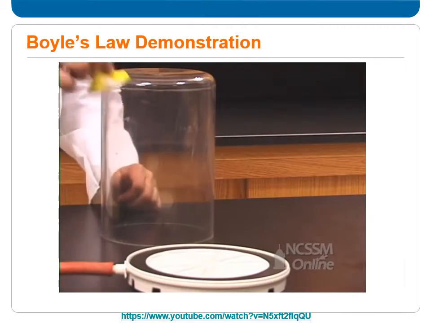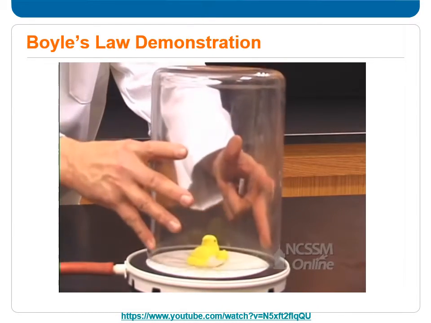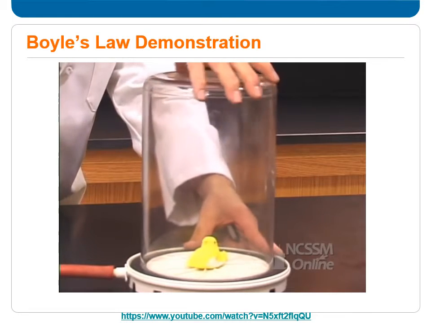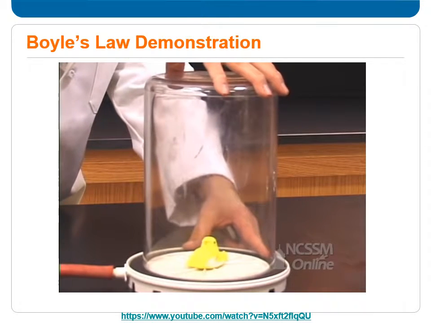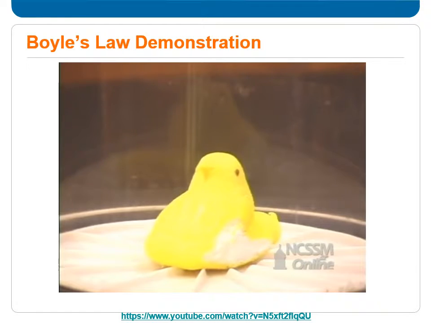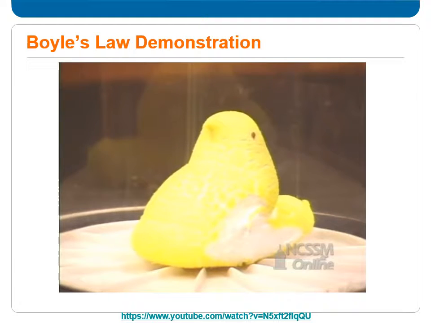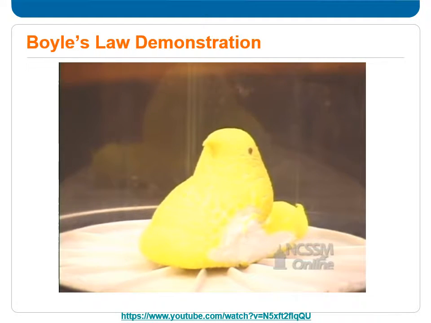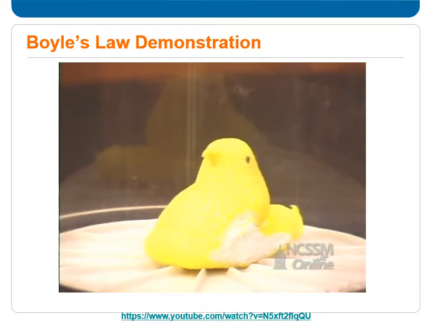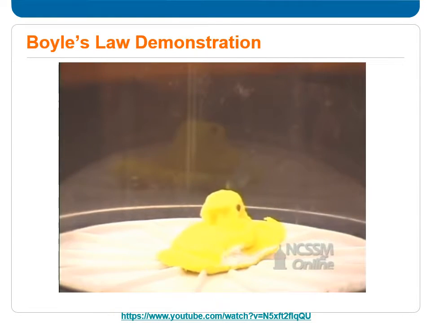As another demonstration of Boyle's law, we will put a marshmallow Peep into our vacuum jar. The marshmallow contains air trapped in a mixture of gelatin and sugar. As we apply the vacuum, the pressure outside is lower than the pressure inside. The air in the Peep will expand to try and equalize the pressure. When we release the vacuum, the pressure increases and the volume decreases.